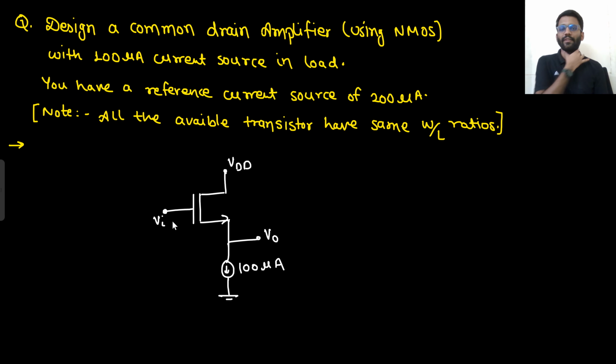This 100 microampere current source, you have a reference current source of 200 microampere. From 200 microampere, you need to make a 100 microampere current source. But what is the condition? That all the transistors have the same W by L ratios. This is the condition now.